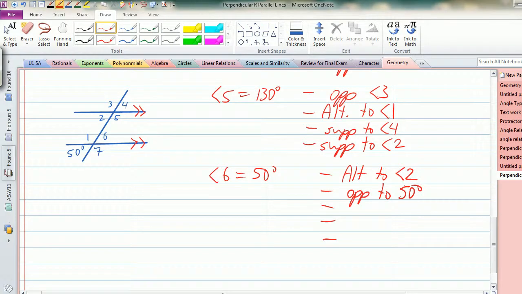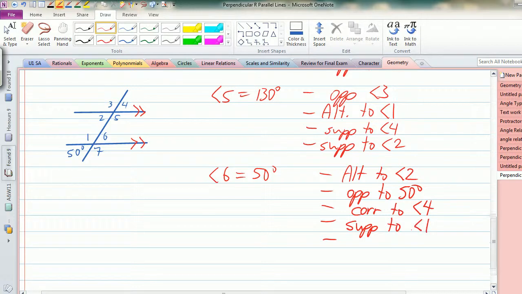Next. Sedona. Corresponding to 4? Good. Corresponding to 4. They make the letter F. What else? Arn? Supplementary to number 1. Good. Well done. Supplementary to angle 1.